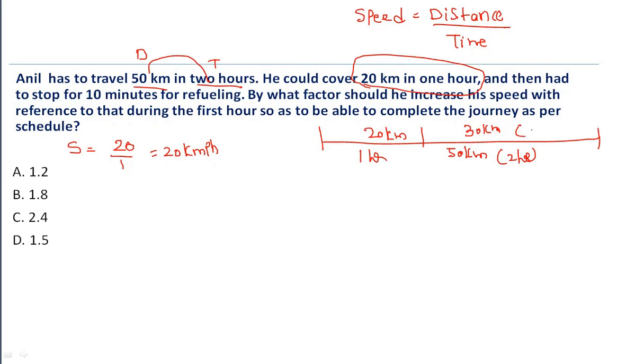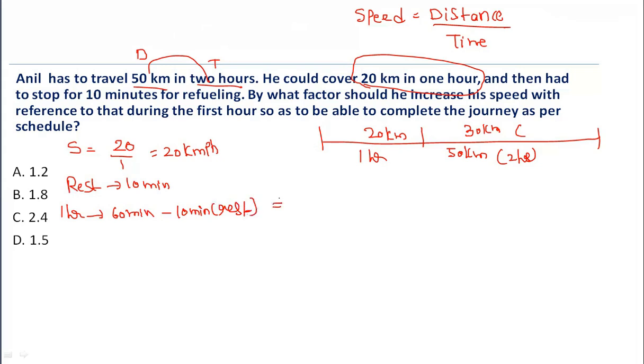After the 20 kilometers in 1 hour is done, he had to stop for 10 minutes for refueling. So the rest is 10 minutes. In the remaining 1 hour, which is 60 minutes, 10 minutes of rest he is taking. That means the remaining time is 50 minutes.